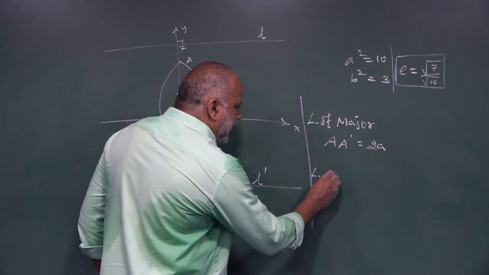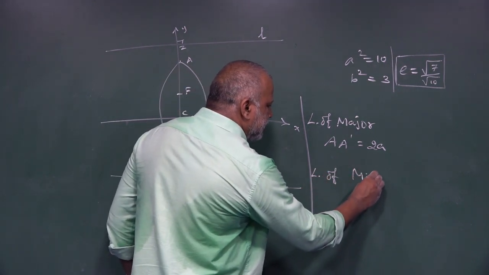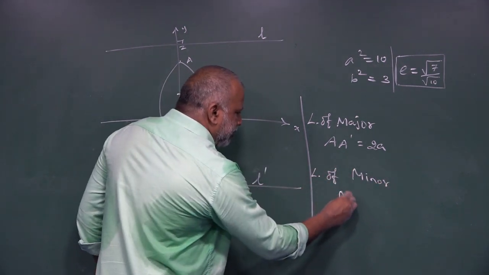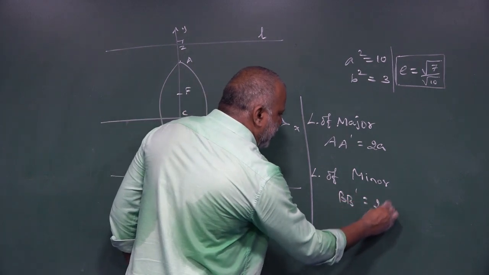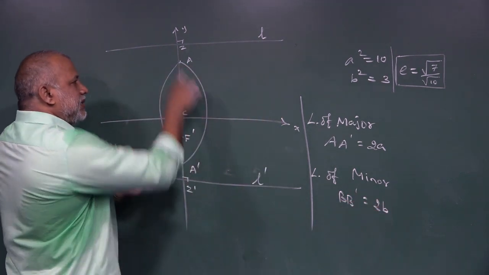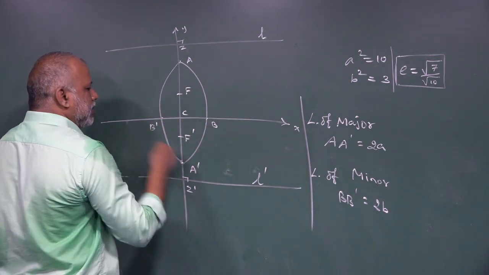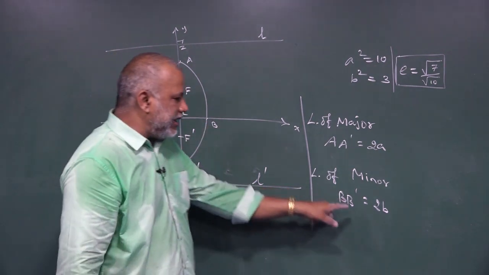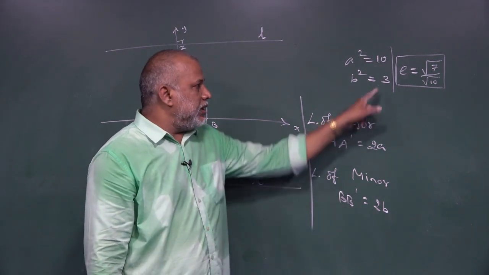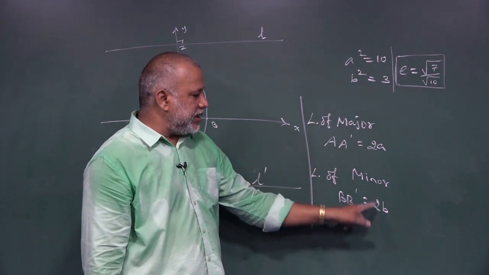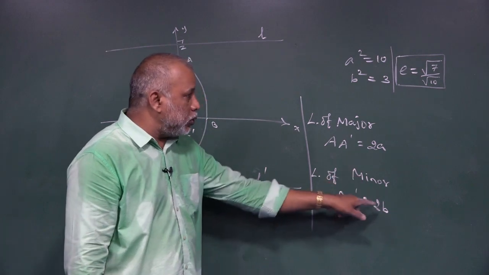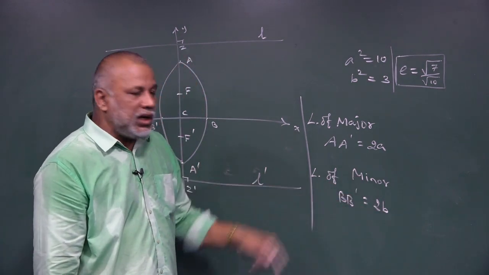Suppose you are finding out the length of the minor axis. See, length of minor, B dash equal to 2b. Here this is minor, major, minor. So it may be b here, b dash here. So the length of the minor is b dash equal to 2b. Just take the value of b squared, then take the root: 2 root 3 is the length of the minor.